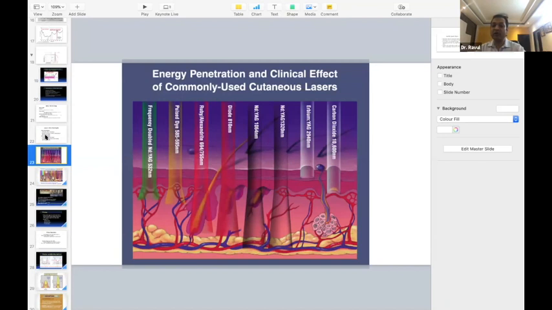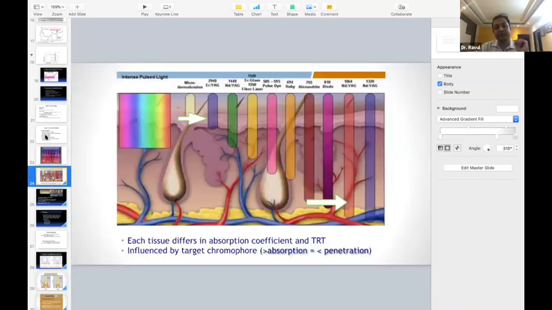Now this is how it works. If you look at the center, our area of interest, Nd:YAG 1064, it goes very deep and it can reach into the reticular veins area, and the dermis area, and can treat all the telangiectasias which we require to be treated. Similarly, if you look at this, the depth of penetration increases as the wavelength increases.